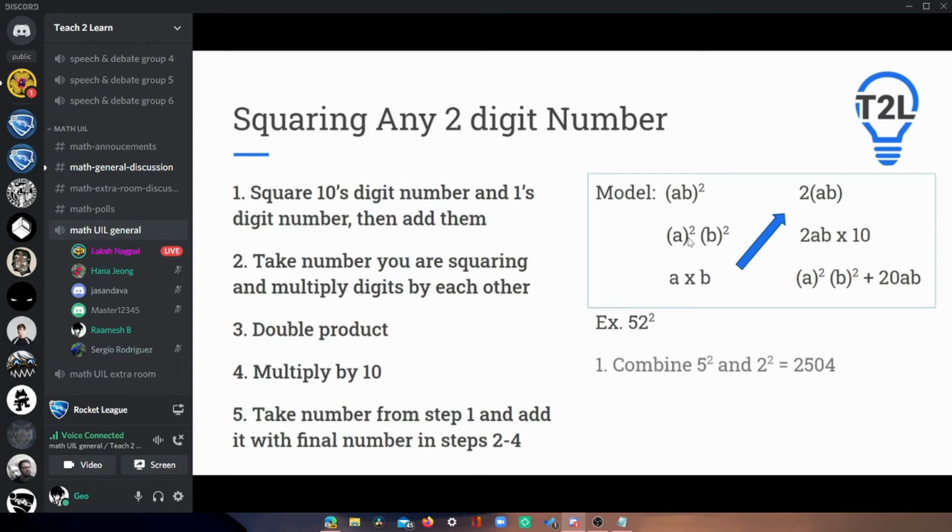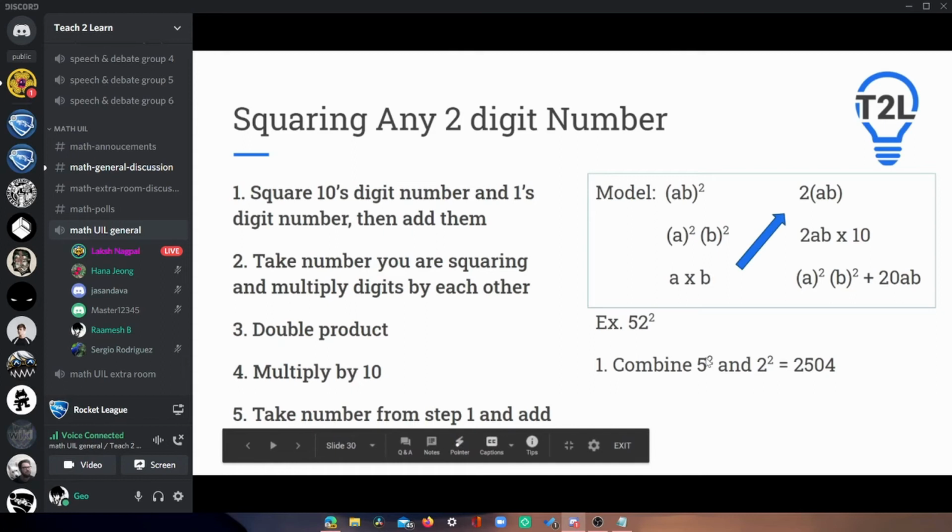So basically, let's say you have 52 squared. What you want to do is first square the numbers individually. So you have 5 squared and 2 squared. 5 squared is 25, and 2 squared is just 4. But whenever you have an answer that's a single digit, you want to add a 0 in front of it. So for example, this one's 4, just make sure to have a 0 in front of it. So your two numbers are 25 and 04. Once you have those two numbers, just smush them together. So then your number will be 2504. But that's not all you have to do. This is one part of the answer.